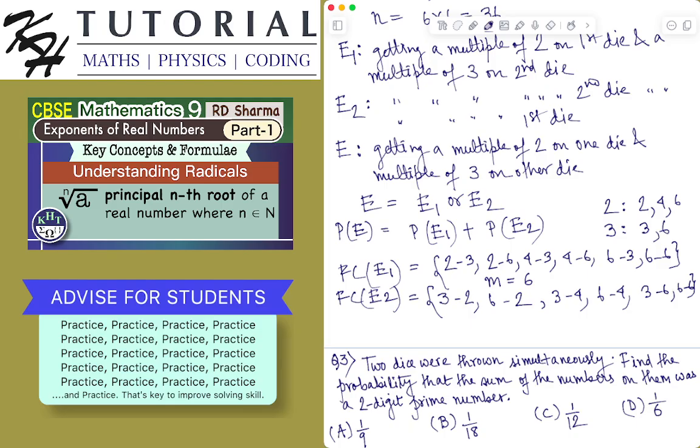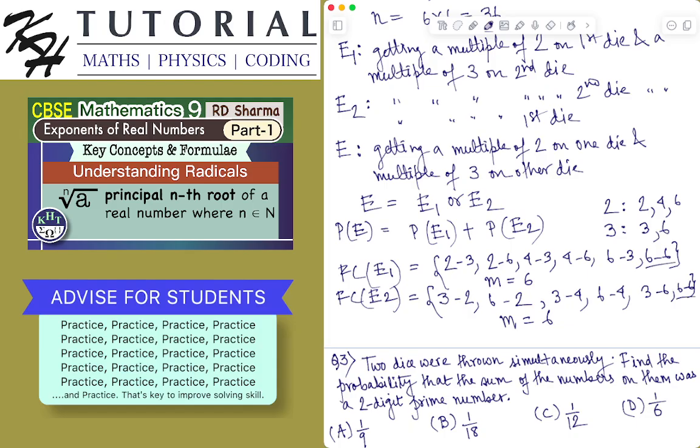So for event E2, what is M? It will be the same, 6. But what is the number of favorable cases to the event E? It will be the sum of the number of favorable cases to E1 and the number of favorable cases to event E2. But please note that in both the events E1 and E2 we are having (6, 6). So it is occurring 2 times, so we have to exclude 1 time.